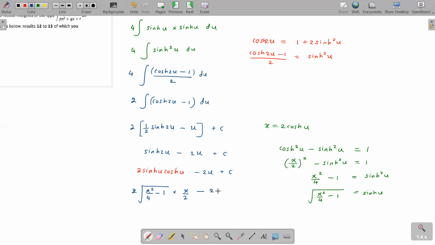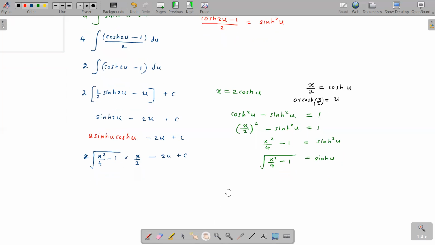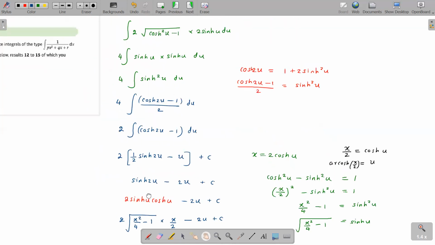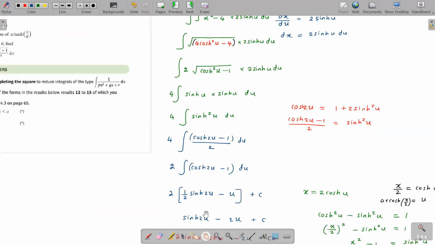Okay, I need to fix u also. I didn't make u the subject. Let's make u the subject here. X over 2 is equal to cos u, which means who is u? U is equal to arc cos x over 2. Is that okay? In the show that, have they simplified? In the show that they have, yeah, they've simplified, right?